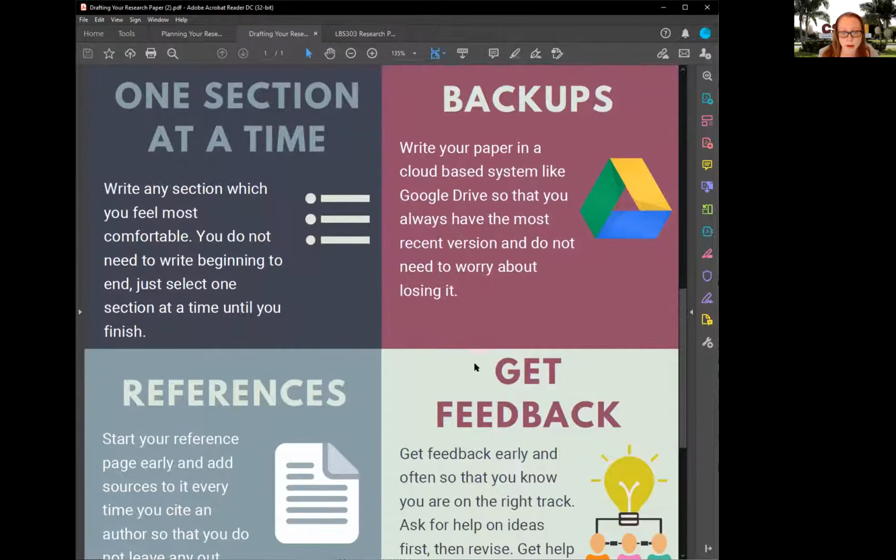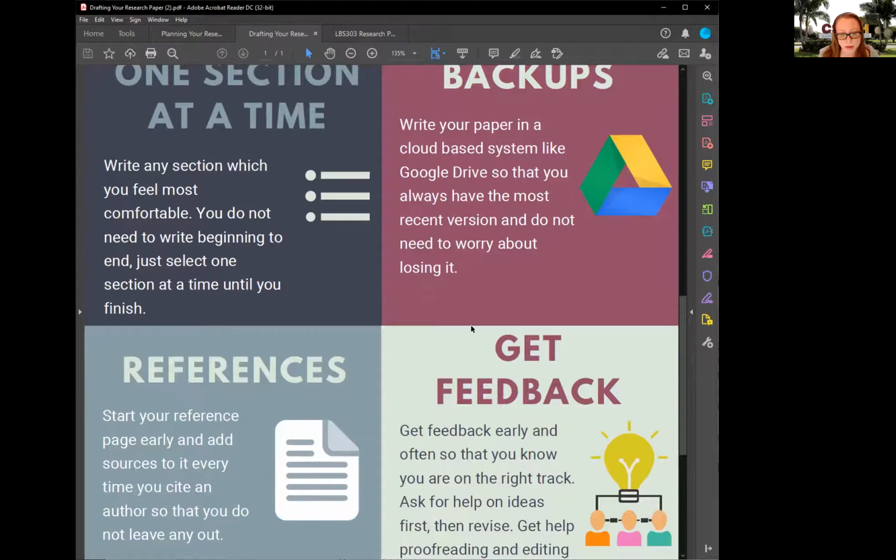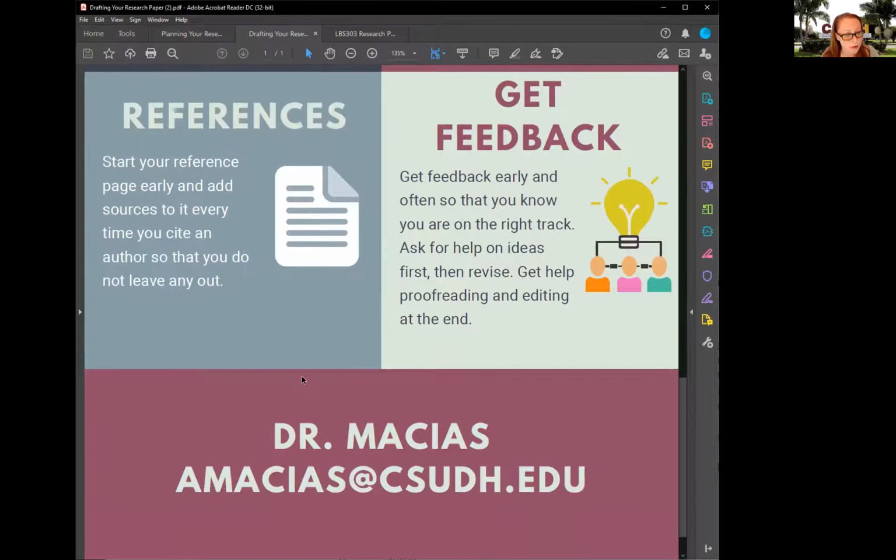Always keep your work in a backup of some sort on the cloud. I suggest Drive, but you can use whatever you like. Start your reference page early and add the sources as you come along and take them out as you decide they don't fit, right? Of course. And so you want to make sure that you have those already laid out. I did that the first thing, right? I showed you that my first thing I did was find my sources and my references and make all my citations. And then I build from there.